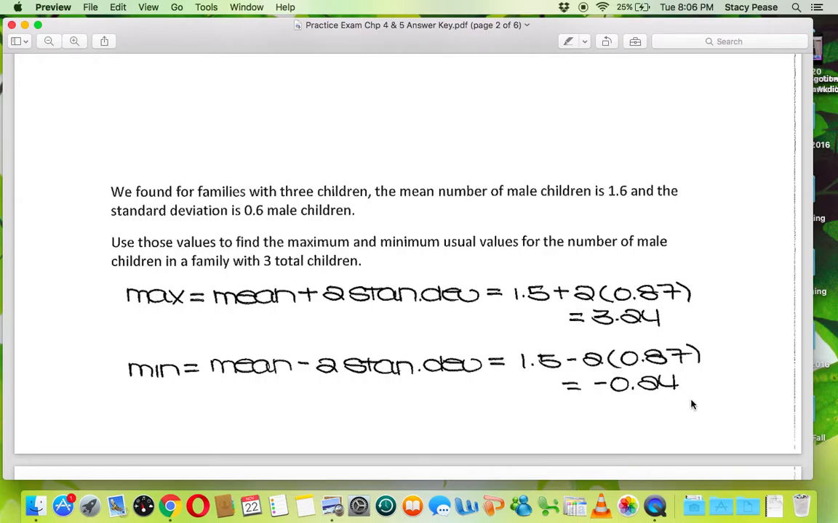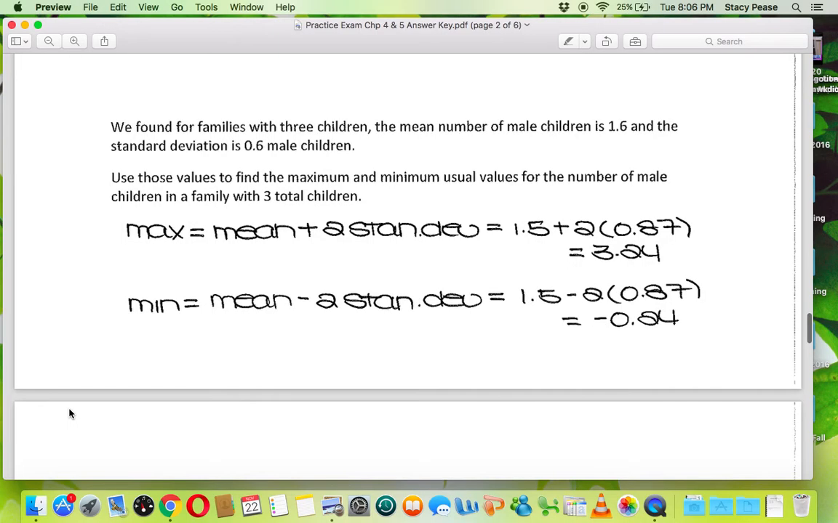It's important to note that neither of these values is actually really possible. You can't have more than 3 children in a family with 3 children, and you certainly can't have negative children either, but they actually balance each other out. So anyway, that's how you calculate your max and your min, and again, this concept is called range rule of thumb.